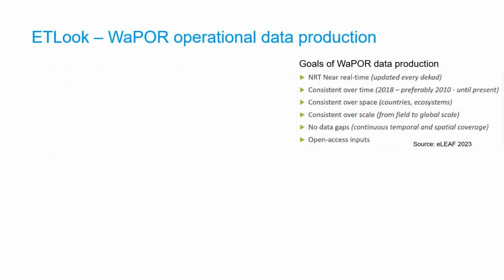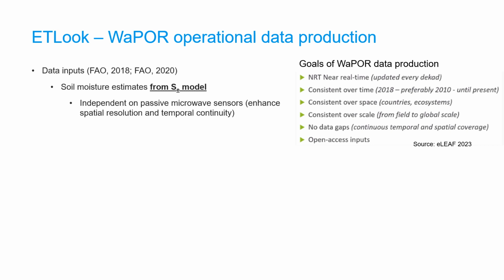For WaPOR data production, the goal is to generate a consistent dataset at continental scale in near real time. Therefore, several changes are needed. Firstly, soil moisture estimates are derived from a soil moisture model to remove the need for a passive microwave sensor. This enhances the spatial resolution and temporal continuity of the datasets, since soil moisture estimates can be retrieved from normalized difference vegetation index and land surface temperature data.